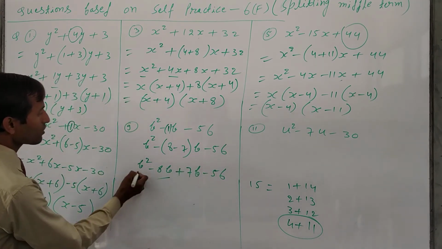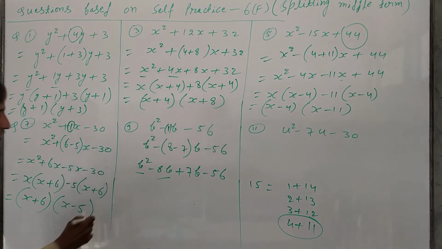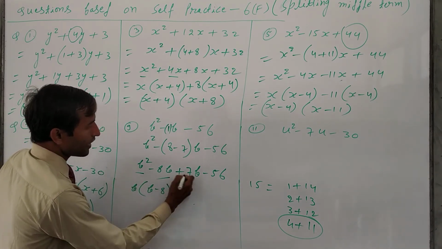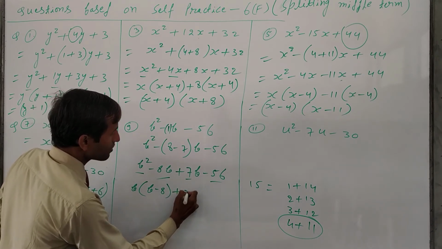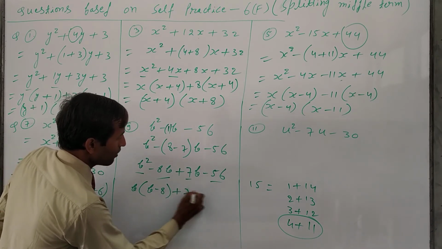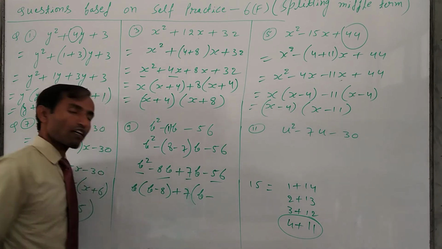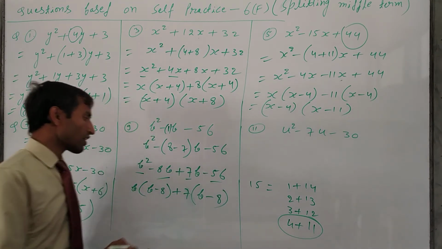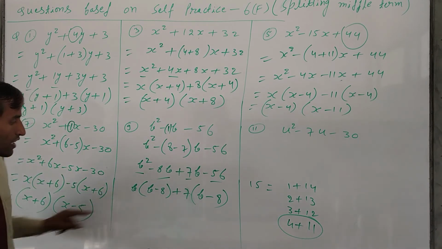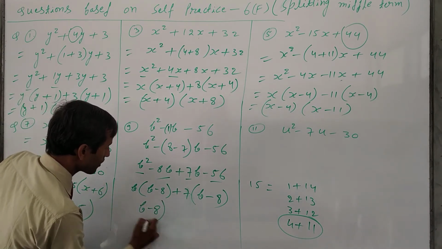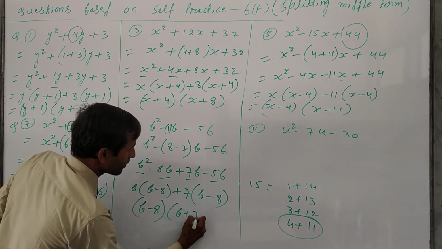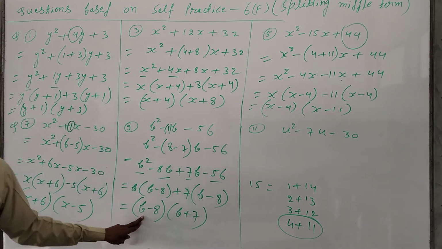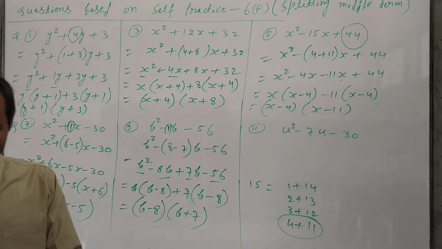Now we have to take this common. So b will come common, b minus 8 will be there. And from this we have to take common 7. So the remaining is b minus, in the 7 table 56 comes 8 times, so 8 will be there. Now we have b minus 8, we take common from the whole term, and here b plus 7 is remaining. So this is the final factorization. First term is b minus 8, second term is b plus 7.